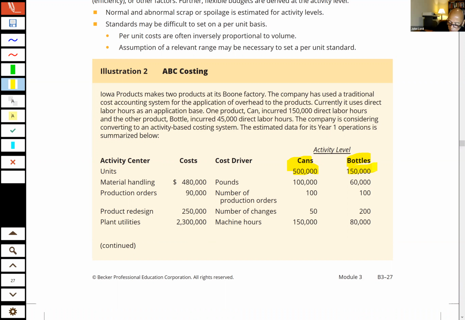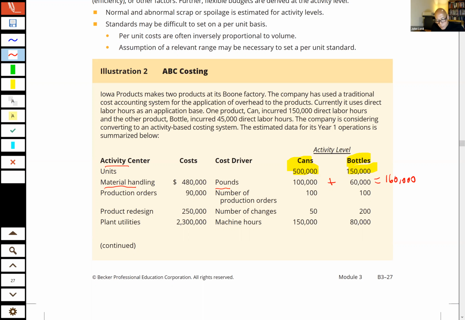Now they start giving us these different activities. Okay, for example, materials handling. They give us the cost driver for materials handling, it's pounds, and then they tell us the number of pounds that'll be used, 100,000 pounds of materials for cans, 60,000 pounds of material for bottles. That comes up to what, 160,000 if I'm doing my math right?